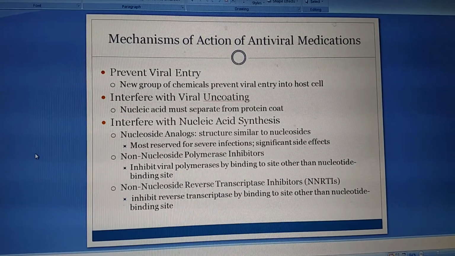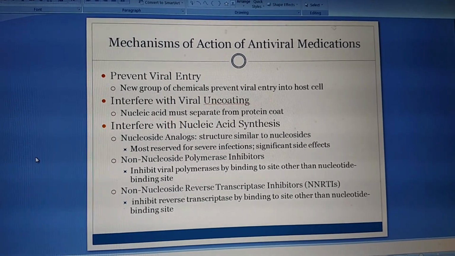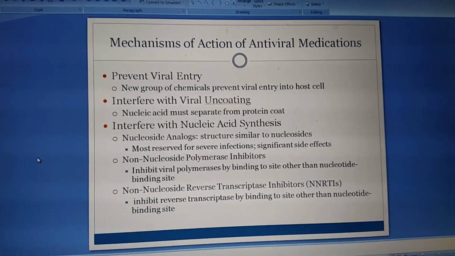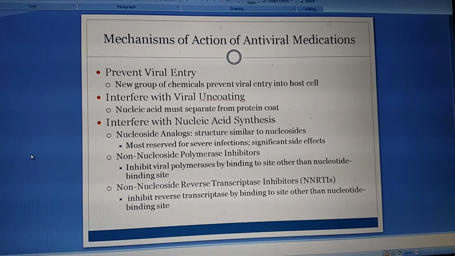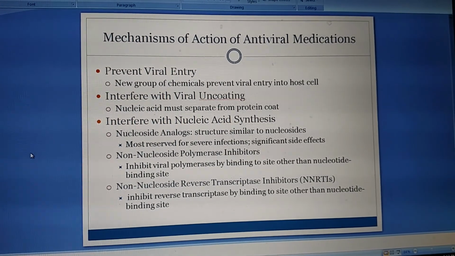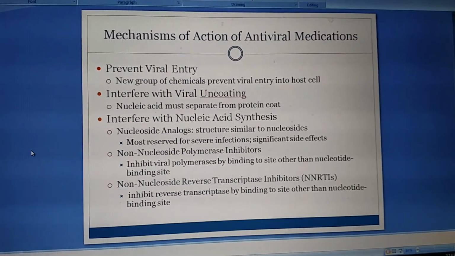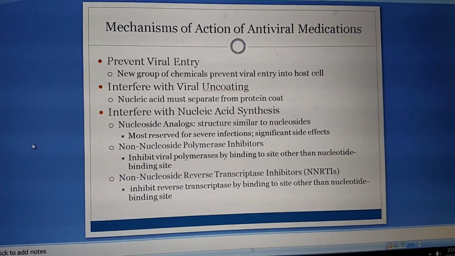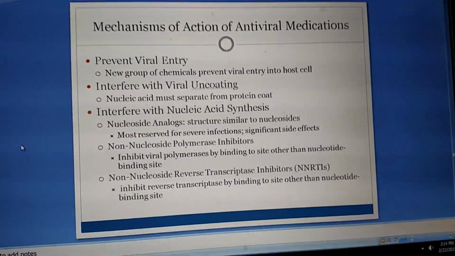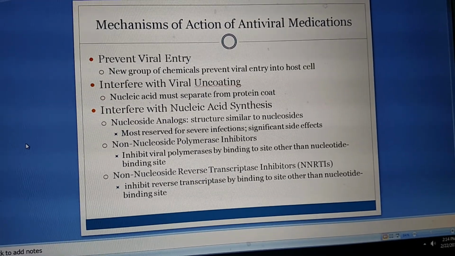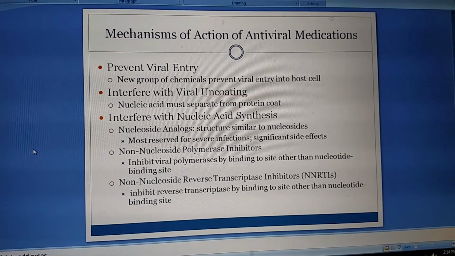So what can you do? Well, you can try to prevent viral entry. If you can't enter the cell, you can't do anything. You can interfere with viral encoding. So not only do you need to enter, but you have to separate the nucleic acid from the protein coat. You can interfere with nucleic acid synthesis. Well, if you're not replicating the DNA or the RNA, the virus can't do its thing. So you can actually interfere with this. The problem is that you can have significant side effects because guess what? We also have nucleic acid synthesis happening normally in our cells.